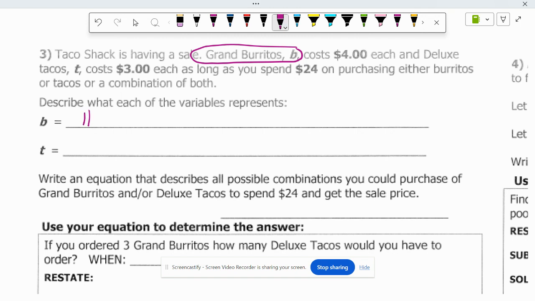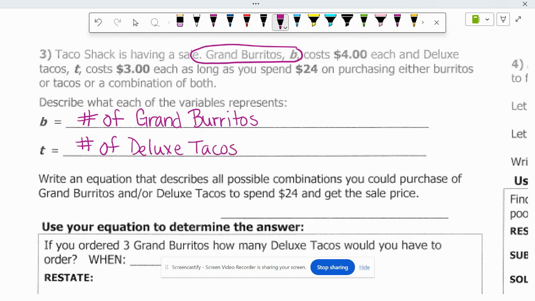B is the number of grand burritos. So what does T represent, Catherine? The what? Number of tacos. Number of deluxe tacos.